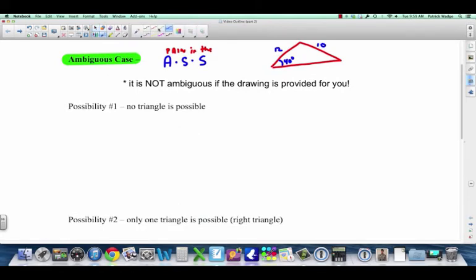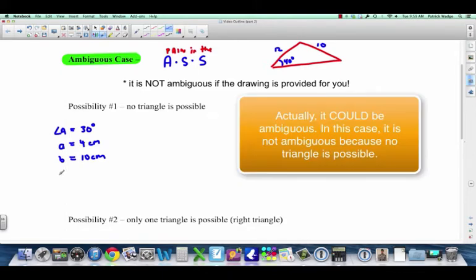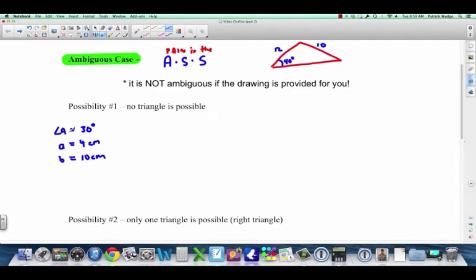So for example, and this is going to be our first example, if they told us that angle A is equal to 30 degrees, side A is equal to 4 centimeters and side B is equal to 10 centimeters. If they just gave you this information and said find the other sides and angles, that'd be ambiguous, and you're going to see why in a minute. Okay, so there are 5 different possibilities, and really there's 6. When I think about it now, there's actually 6 different possibilities we have to go through.